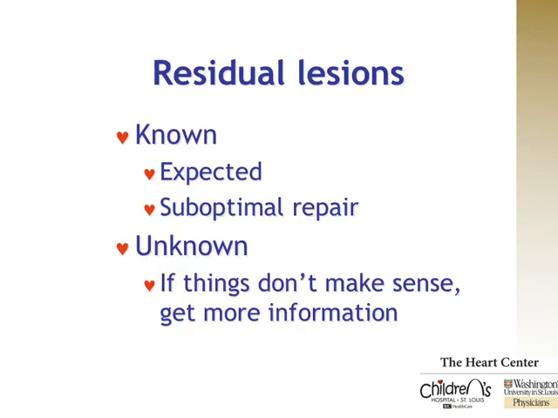We may have residual lesions. Anytime a patient goes to the operating room, you have to think about what was done and what wasn't done. Sometimes these residual lesions are known. We expect them. We know we went to the operating room to fix a problem, but we know that there are certain aspects of a patient's anatomy that we haven't addressed with the repair, and that may be residual impediments to optimal cardiac function.